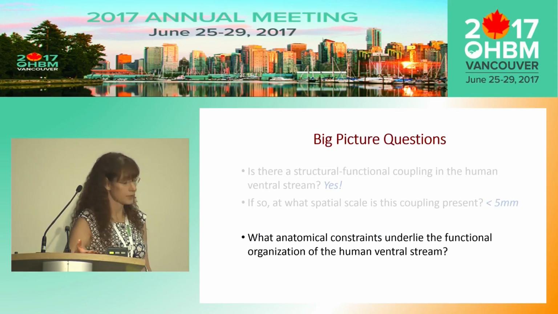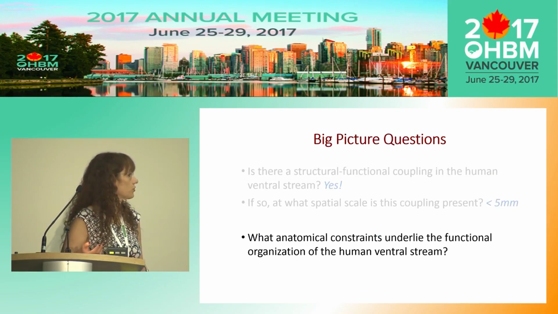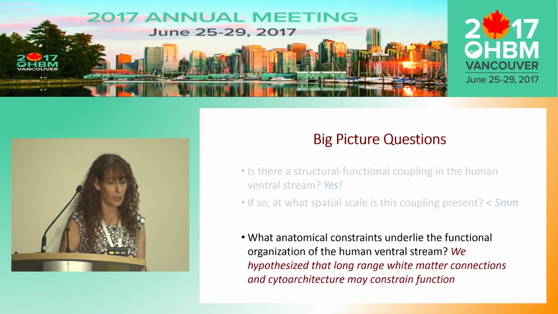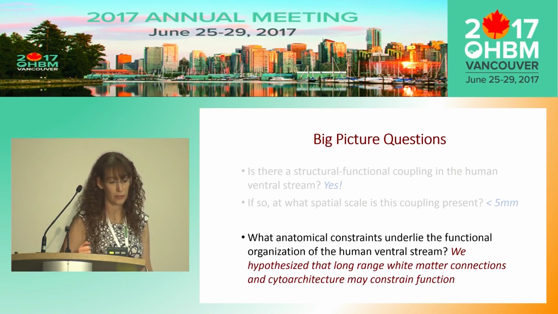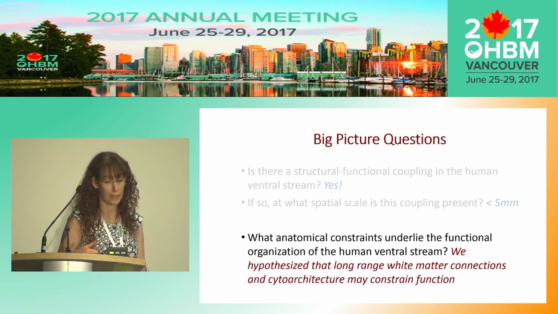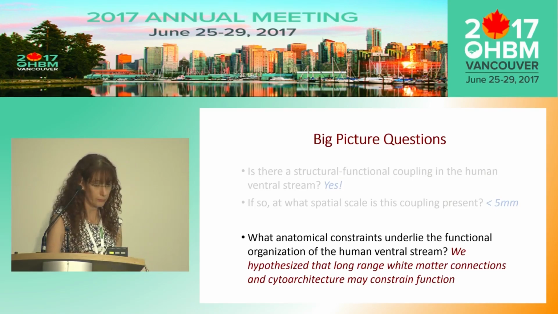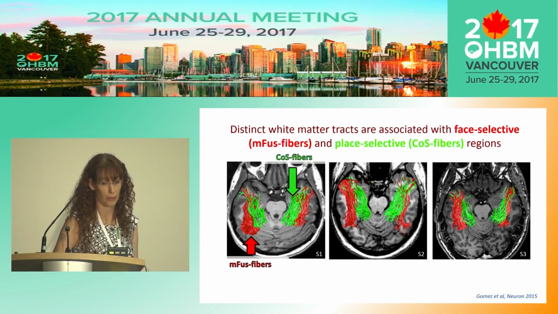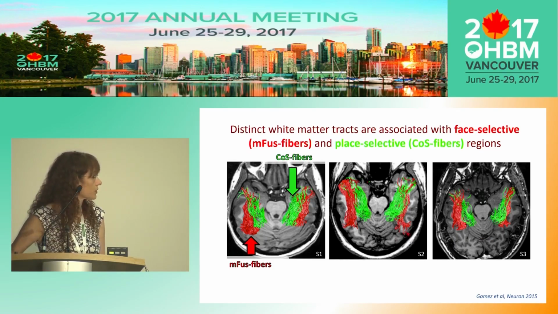This brings us to the second question: what are the anatomical constraints that underlie this functional organization of the human ventral stream? And we hypothesize that two factors might constrain this organization. One is long-range white matter connections, and the second is a cytoarchitectonic structure that might constrain this function. So I'll show you an example of fiber tracts. And here again, pictures of 3 individual subjects.